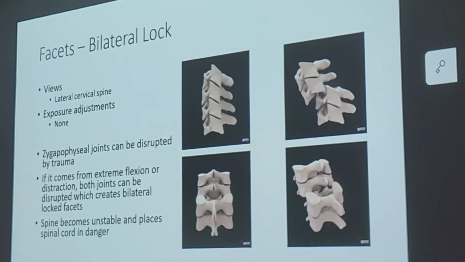MVAs, MVCs. What do they have on their neck? A C-collar. Why do they have that? Trauma. Because you're afraid the spine might be unstable. Why might the spine be unstable? Because something like this may have happened.